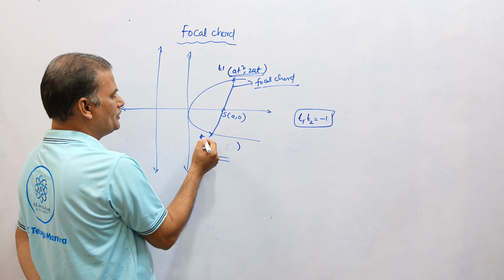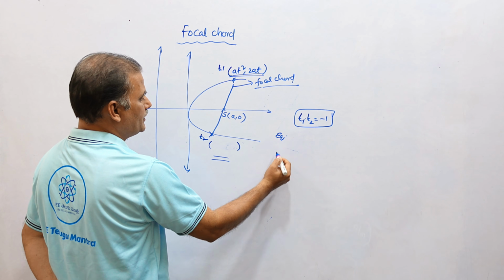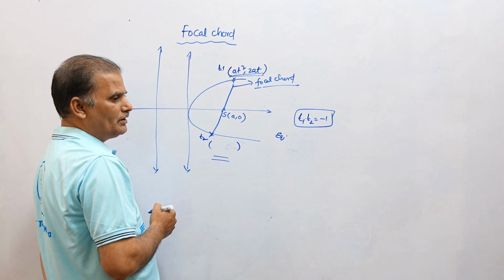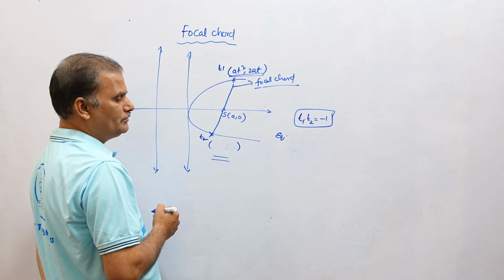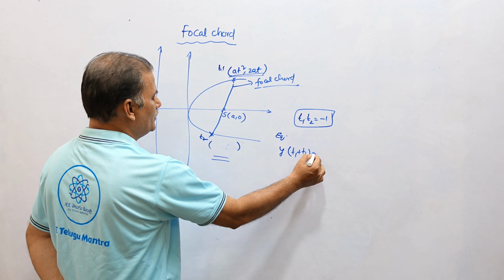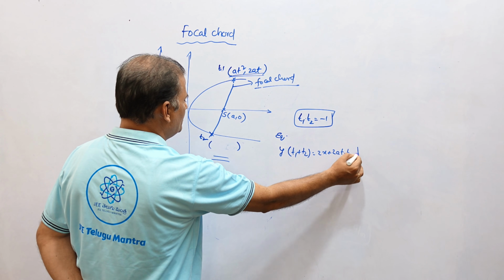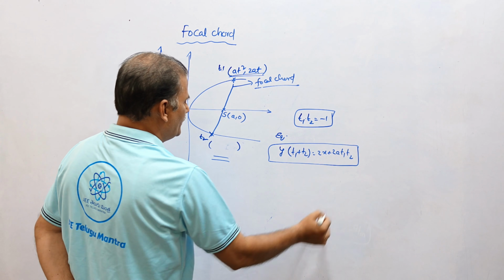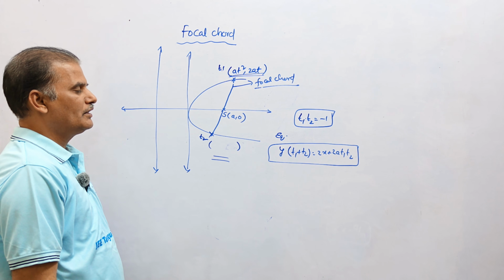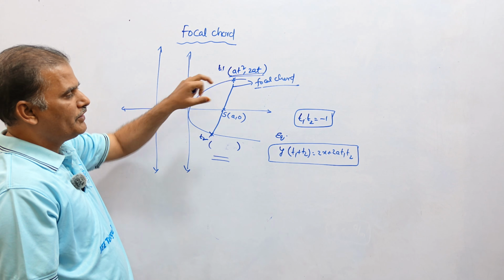If t1 and t2 are the endpoints of the focal chord, then the equation of the chord is y into (t1 plus t2) is equal to 2x plus 2a into t1 into t2. This is the equation of the focal chord when t1 and t2 are the endpoints of the focal chord.